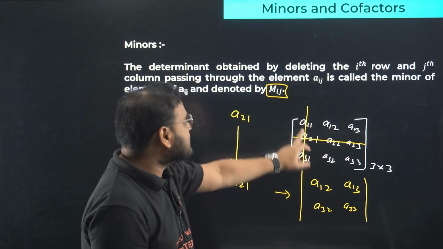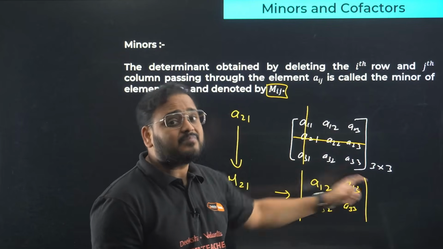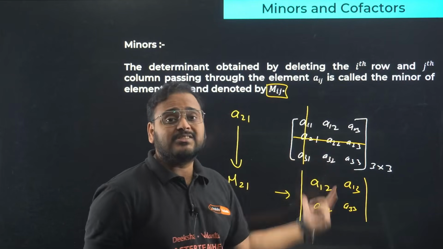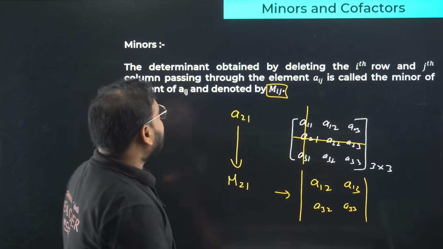For all the elements, let's say I have a total of 9 elements over here. I'll have to do the same method. There is no shortcut for this. To find minor, you have to do it this way only. Got it? Now, next part is cofactors.